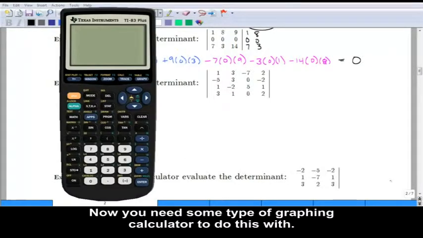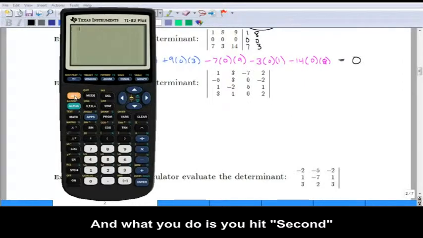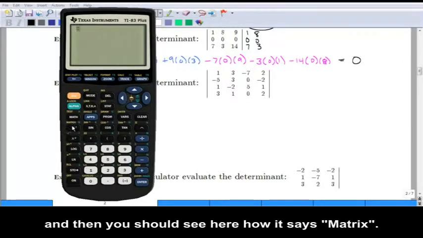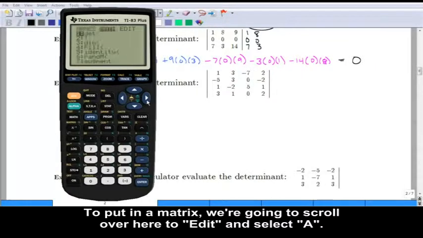Now, you need some type of graphing calculator to do this with. I'm going to use the TI-83. The 84 would follow a similar format. And what you do is you hit second, and then you should see here how it says matrix. And when you click that, you get the following screen. To put in a matrix, we're going to scroll over here to edit and select A.